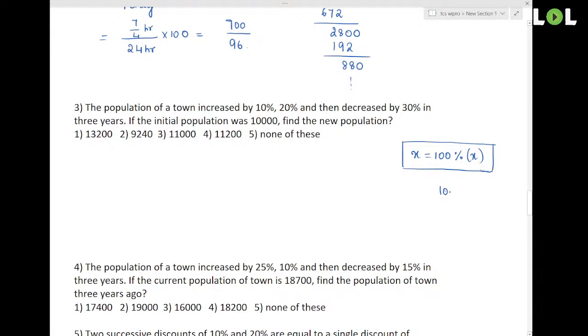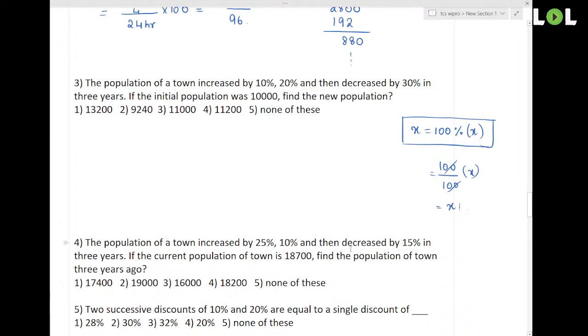So why, guys? Why is it equal? 100% means what? 100 by 100 of x. Both will be cancelled. You'll be left with x only. So you can consider x as 100% of x. Likewise, you can consider any number as 100% of itself.